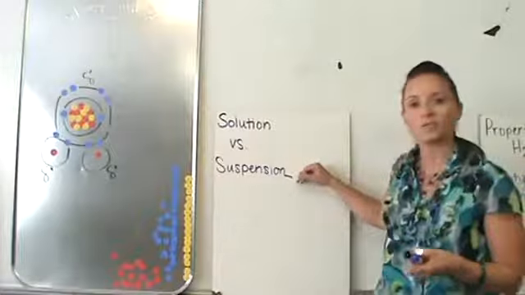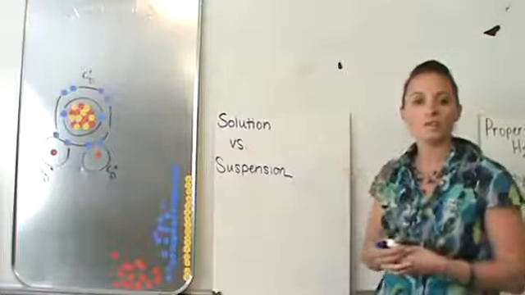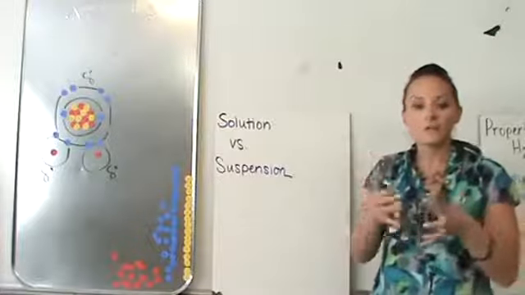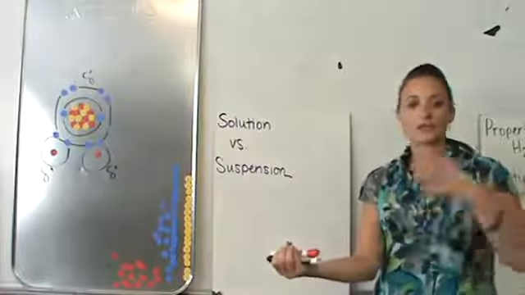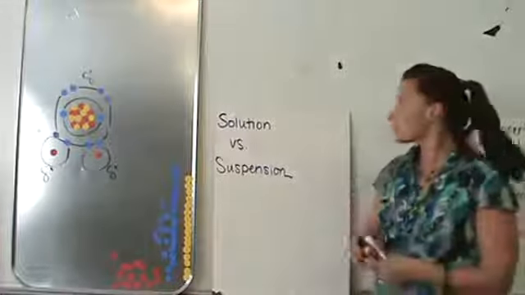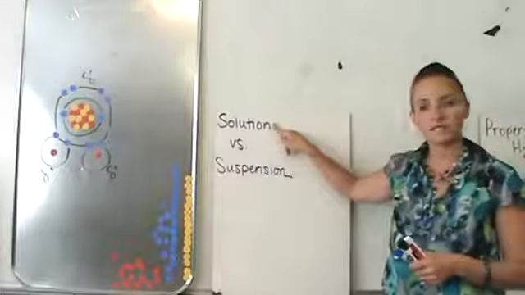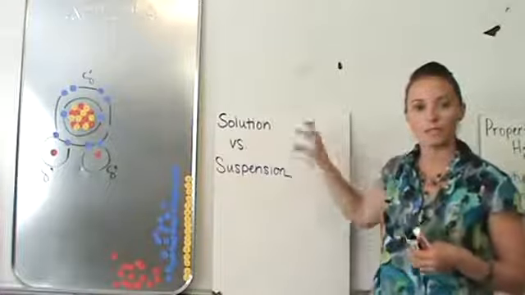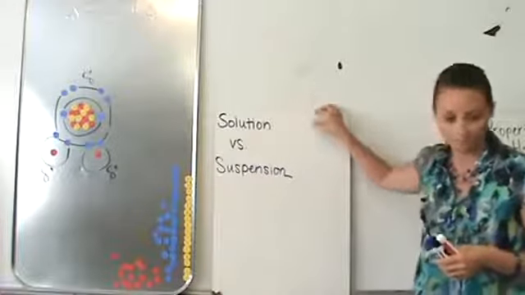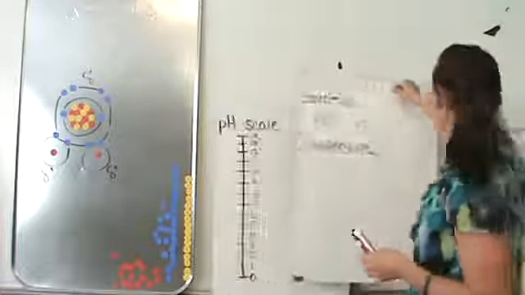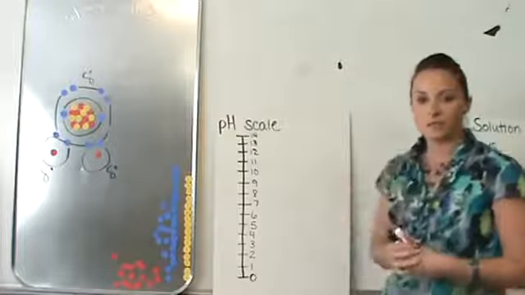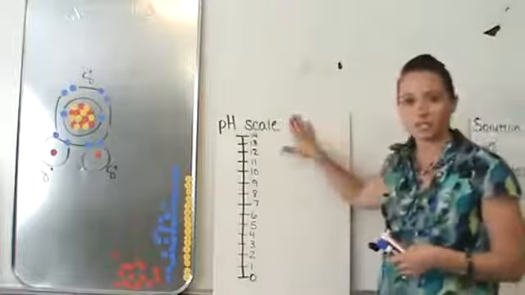However, a suspension would be like if I took little pieces of sand and I mixed it in with the water, they're not actually going to mix together. You're still going to end up with sand and water particles. So a solution is where they completely mix together, and a suspension is where they are separated, and you can separate them very easily. The last piece that we want to talk about with water is the pH scale.